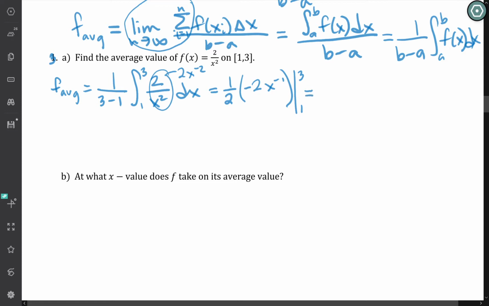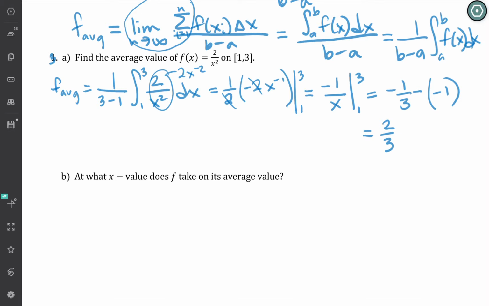So let me just rewrite a little because it's kind of a mess. The 2's actually cancel, so I have a negative 1 over x evaluated from 1 to 3, which means I have a negative 1/3 minus a negative 1, otherwise known as 1 minus 1/3 or 2/3.